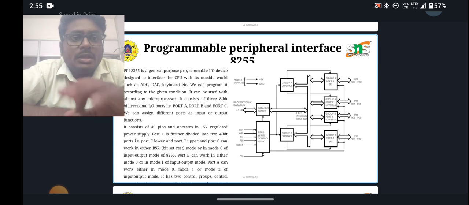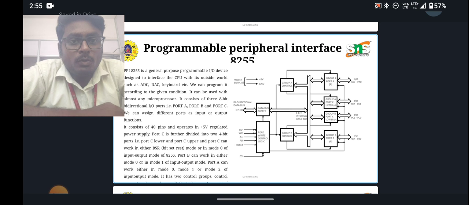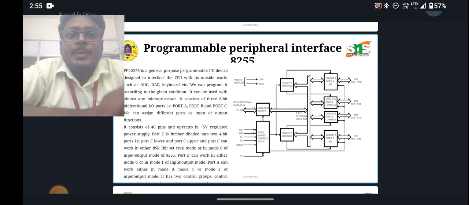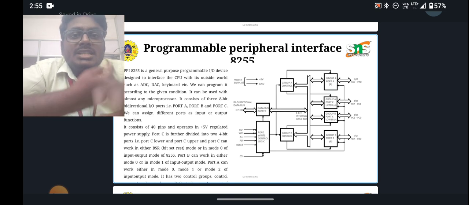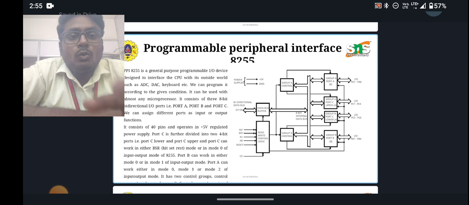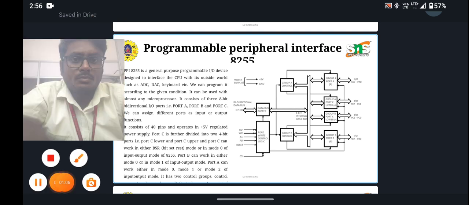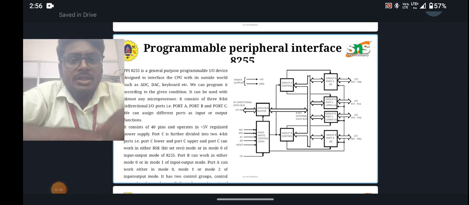It consists of three 8-bit bidirectional input ports, that is port A, port B, port C. We can assign the three different ports as input or output functions. It consists of 40 pins and operates at a 5 volt regulated power supply. Port C is further divided into two 4-bit ports, that is port C lower and port C upper.